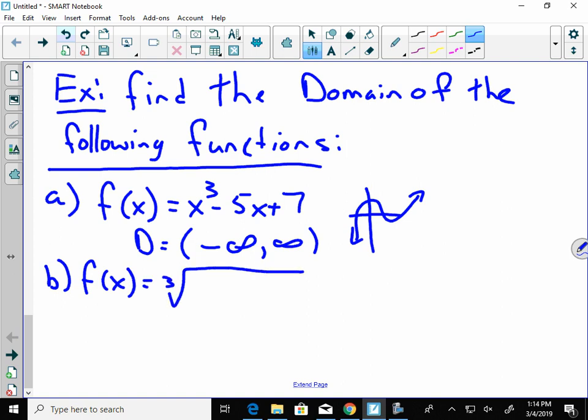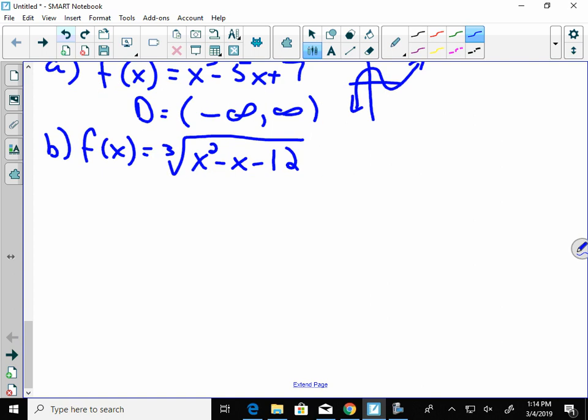That's a cube root. Now, you can take the cube root of both a positive and a negative number, right? Like the cube root of negative 8 is negative 2. So you can have any number under here. It doesn't matter. So your x could be anything in the end. Okay?